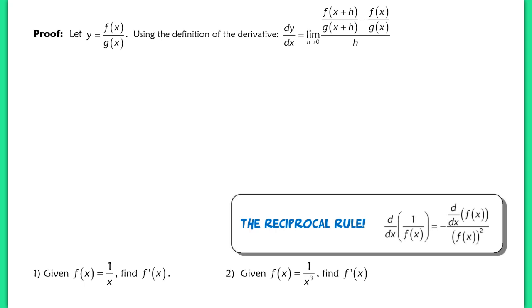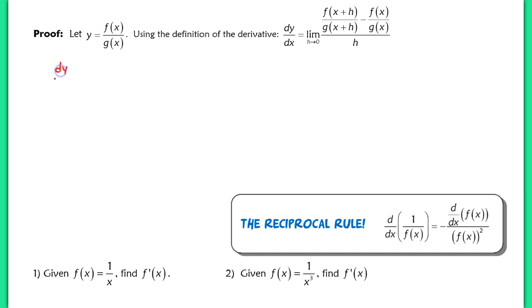Now, if we try to evaluate this limit, we plug in 0 and we end up with f of x plus 0, so f of x over g of x minus f of x over g of x, all over 0. So we end up with 0 in the numerator and 0 in the denominator. So we have this indeterminate form once again, and we cannot evaluate this limit. So once more, we need to algebraically manipulate this so that we can evaluate our limit.